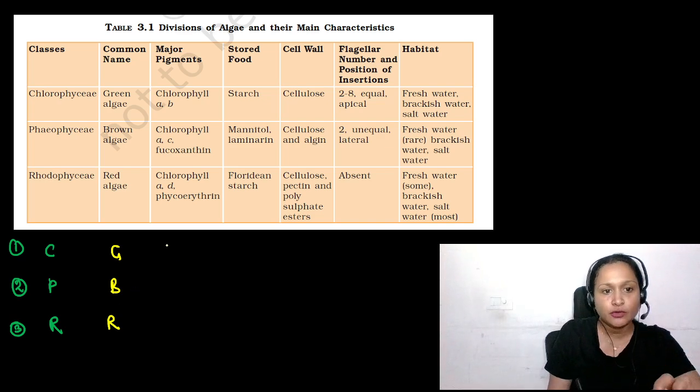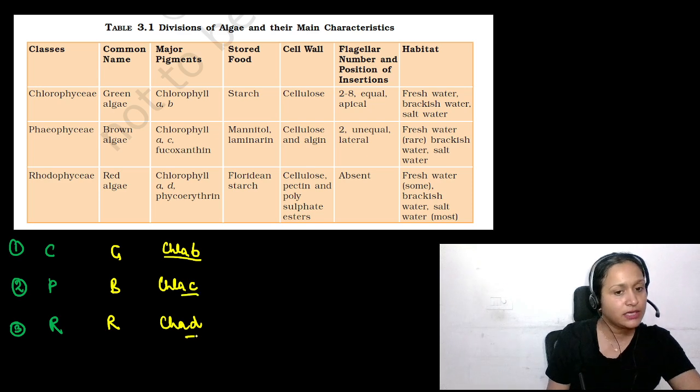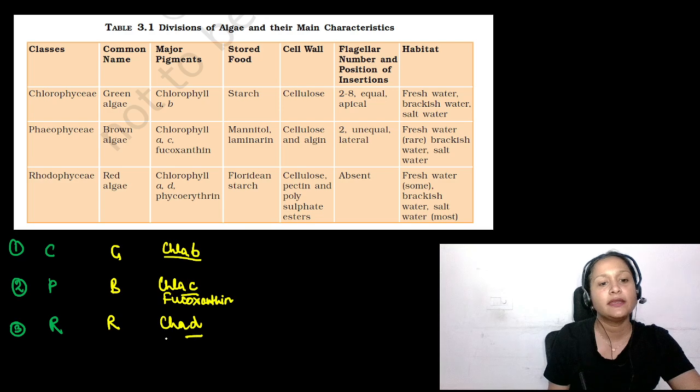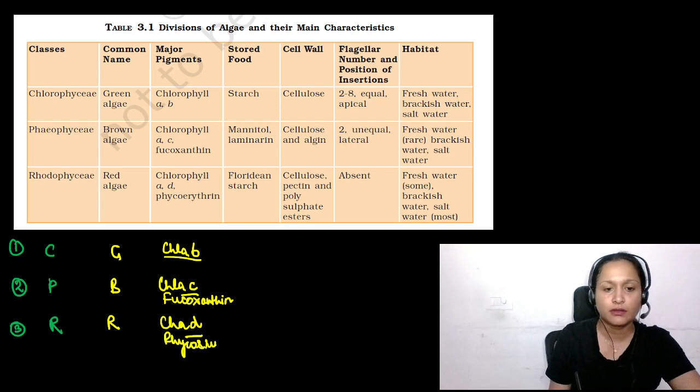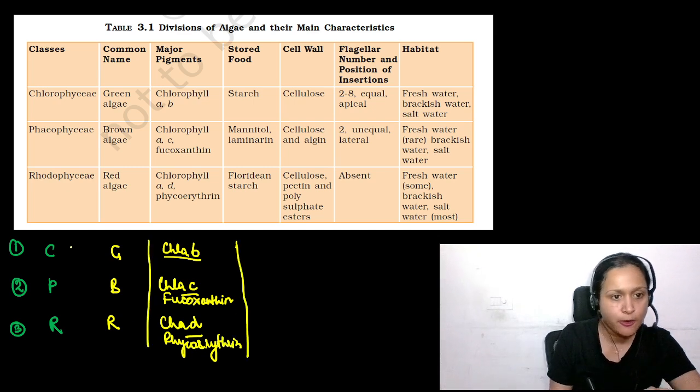Important pigment. See, chlorophyll A is present in all. A is universal. Then B in green, C in brown, and D in red. So chlorophyll A and B is in green algae, A and C is in brown algae, A and D is in red algae. Besides this, we have seen fucoxanthin in brown, and in red algae we have phycoerythrin. I hope you are able to learn now.